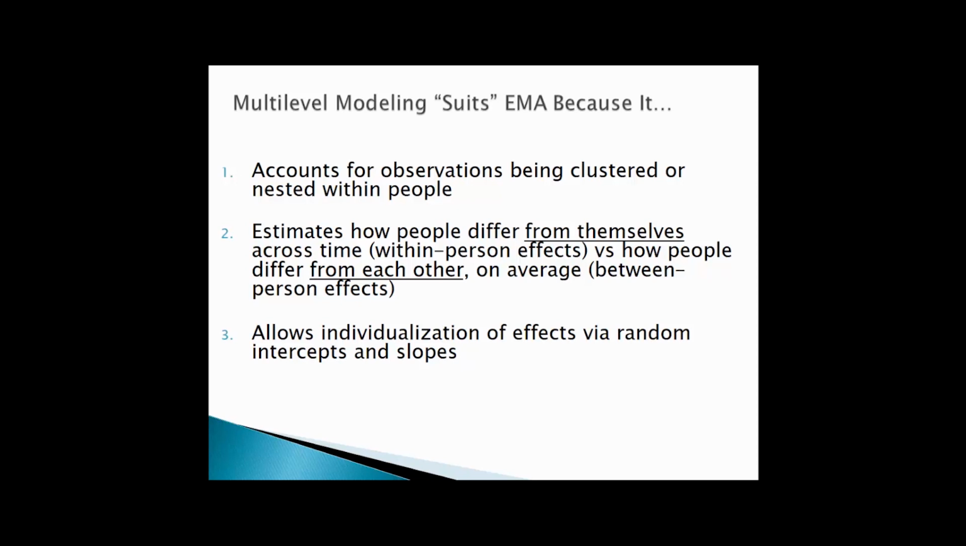Finally, it allows the individualization of regression estimates or regression effects via things called random intercepts, where we can see how the mean of an outcome across time varies across individuals, as well as random slopes. So we can see things like how a relationship between negative mood and craving is stronger for some individuals versus others. So there are many ways that we can address all of this. And 2 and 3 are the distinguishing features of multi-level modeling. These are the between and within person effects, and the individualization of estimates are really the forte of the multi-level modeling strategy.